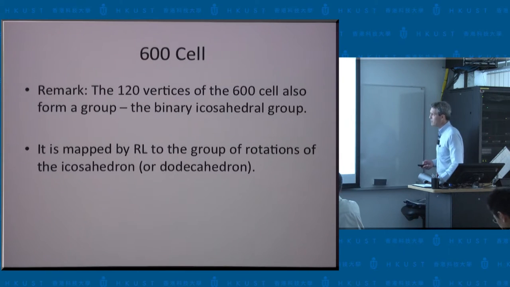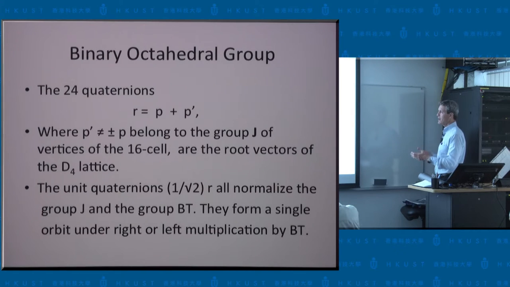Okay. Let me just remark that the 600 cell has a similar story. The 120 vertices of the 600 cell also form a group, the binary icosahedral group, which contains the binary tetrahedral group. And it's mapped by the same map to the group of rotations of the icosahedron. So again, this is why regular solids are so wonderful in four dimensions: they're the essence of symmetry themselves. They sort of create their own operations.